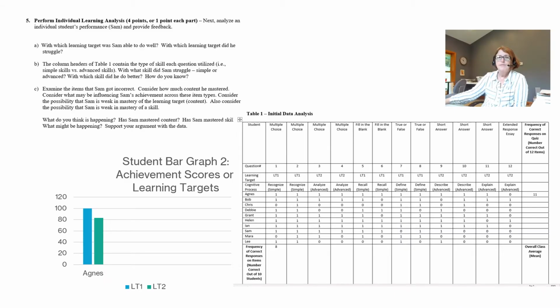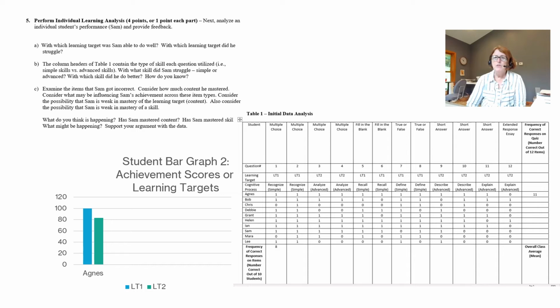This next one is more about individual learning analysis. And so you're going to need Student Bar Graph 2. This is the one that lists all of the student scores out by learning target. And you're going to need Table 1 to look at. And there's a series of questions that you're going to answer.